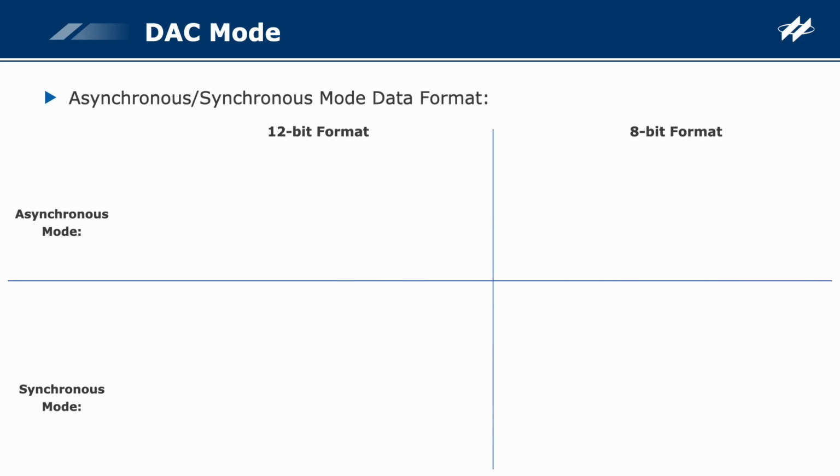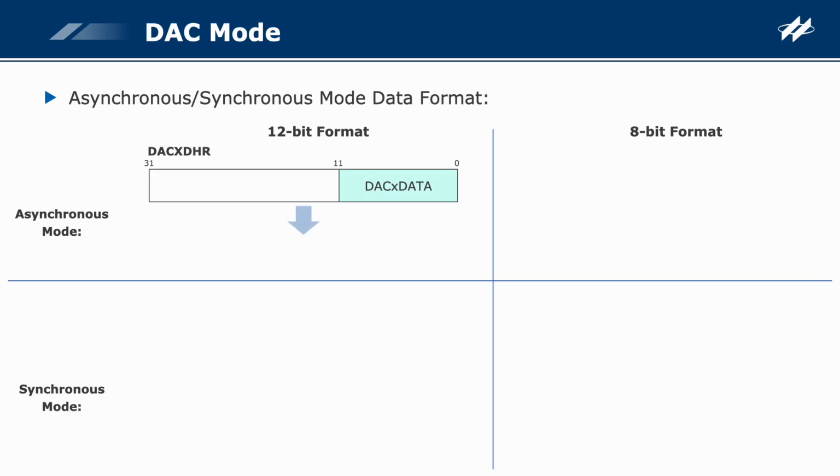There are 4 combinations of asynchronous or synchronous mode and 12-bit or 8-bit data format. Each combination has a different data processing method, which is organized as follows. Let's first introduce the combination of asynchronous mode and 12-bit data format.